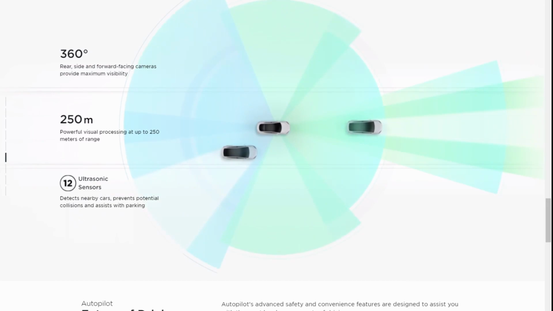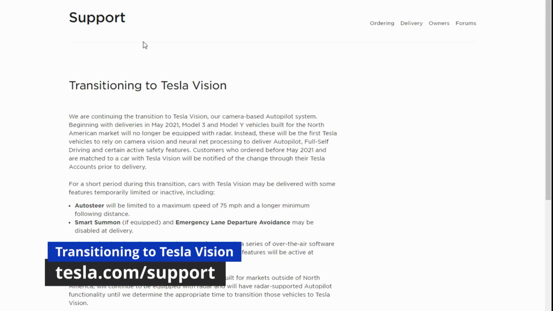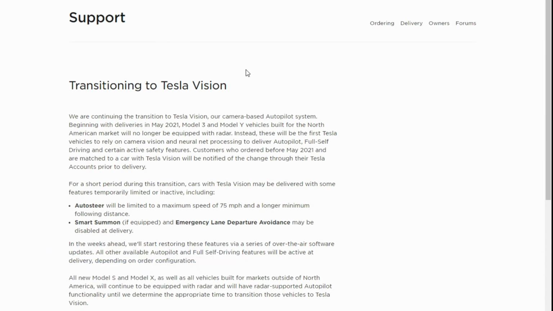Tesla has since released this document here where they say transitioning to Tesla Vision. So we'll go ahead and read through this really quick. It's not super long. I'm just big into the details here. So, transitioning to Tesla Vision. We are continuing the transition to Tesla Vision, our camera-based Autopilot system, beginning with deliveries in May of 2021. Model 3 and Model Y vehicles built for the North American market will no longer be equipped with radar. Instead, these will be the first Tesla vehicles to rely on camera vision and neural net processing to deliver Autopilot, Full Self-Driving, and certain active safety features. Customers who ordered before May 2021 and are matched to a car with Tesla Vision will be notified of the change to their Tesla accounts prior to delivery.